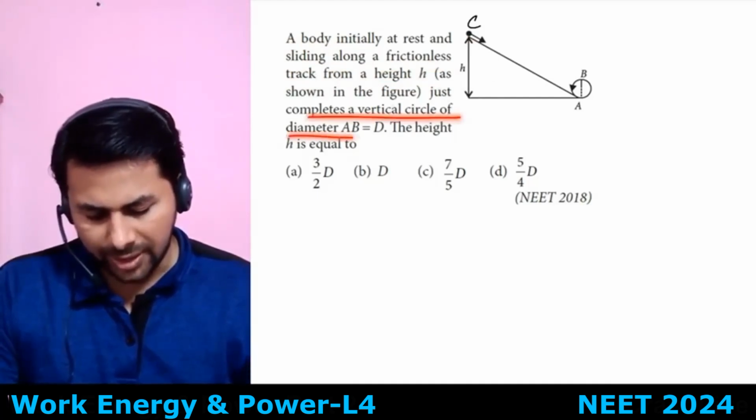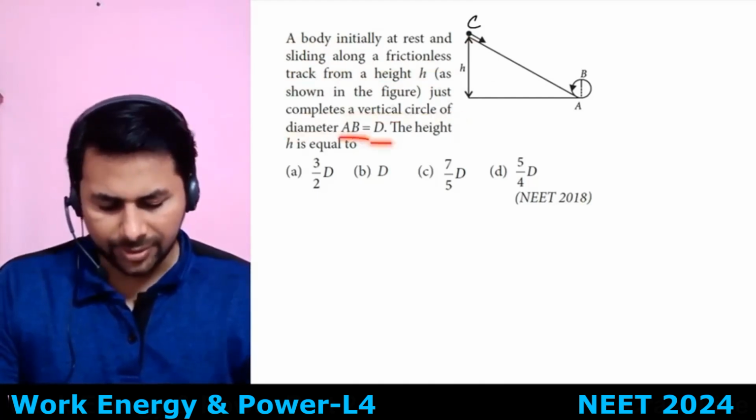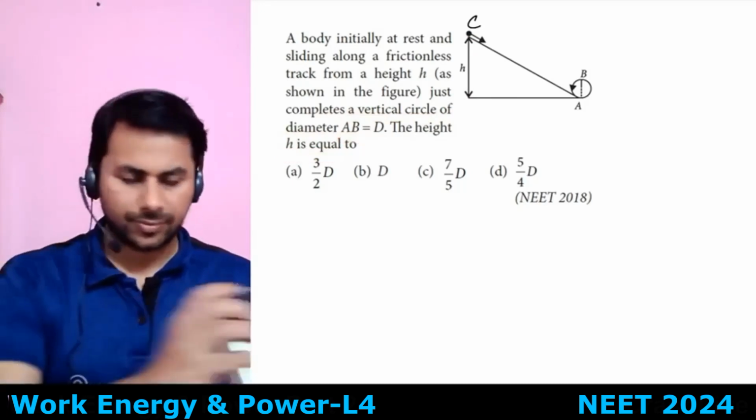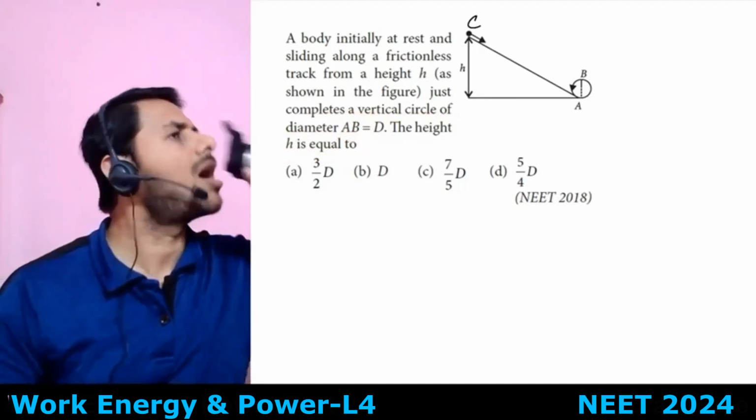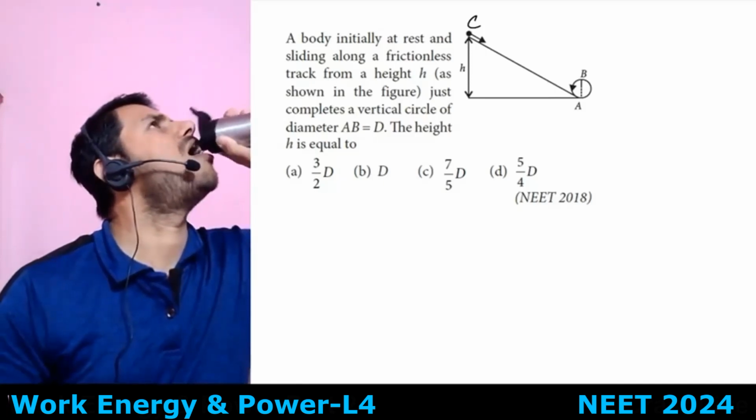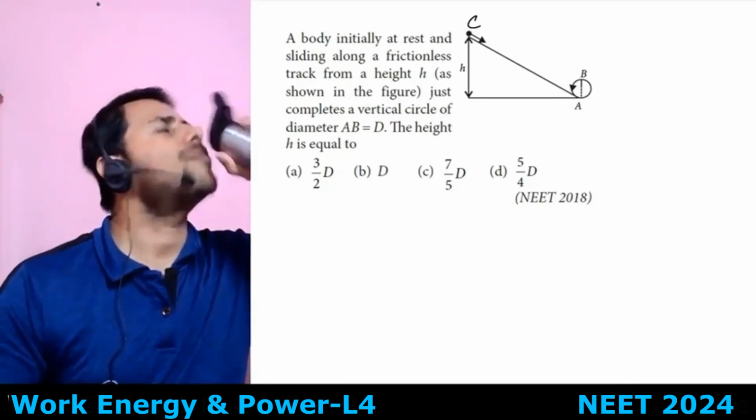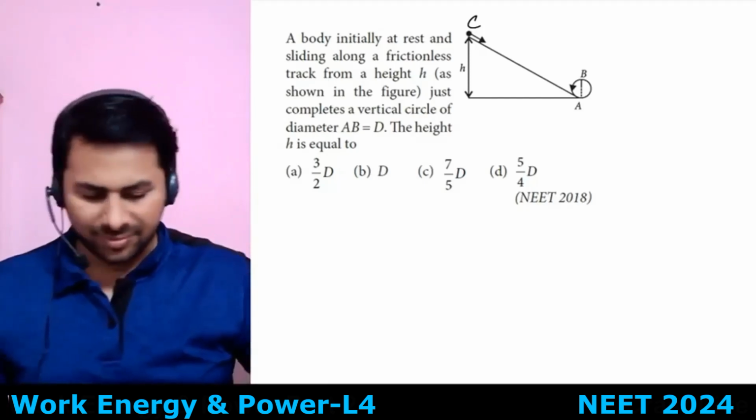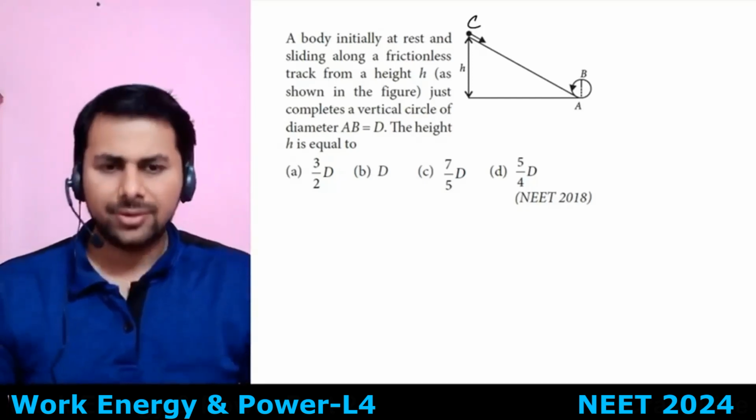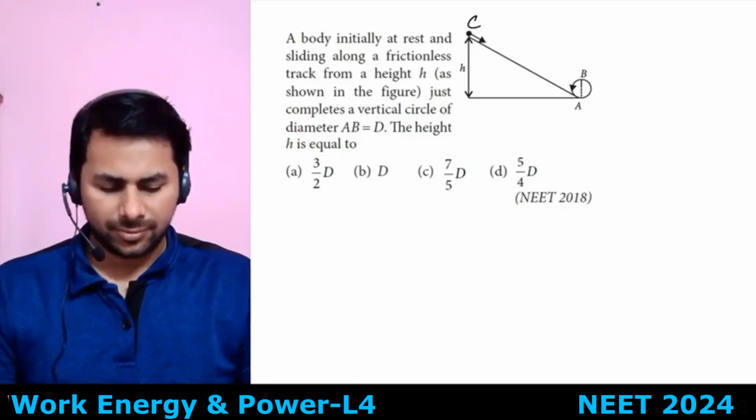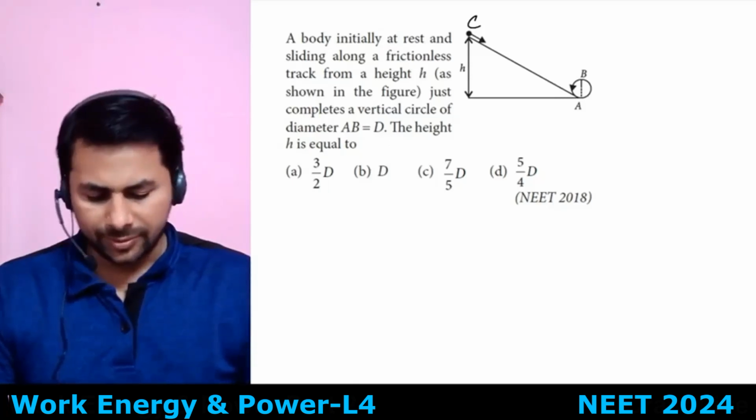Next one, a body initially at rest sliding along a frictionless track from height h as shown just completes a vertical circle of diameter AB equal to D. The height h is equal to. Tell me, what should we do? Root of 5 gr. Why?